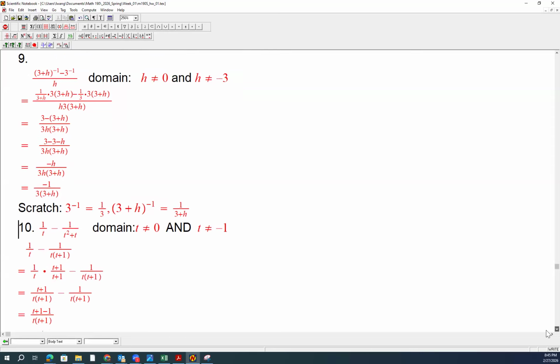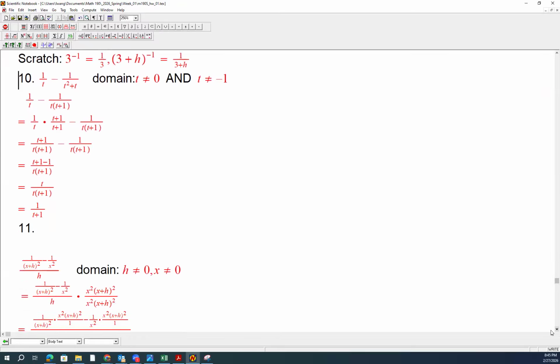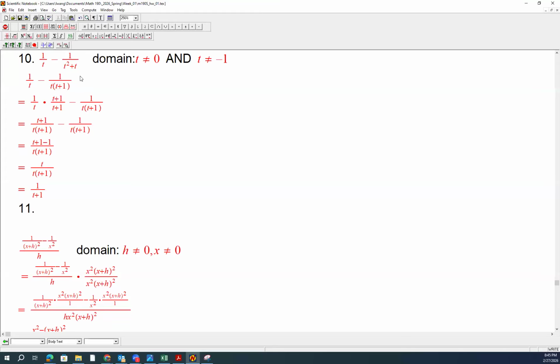Number 10. The domain for this one is, to find the domain, we would like to factor t squared plus t. So we got t times t plus 1. So t should not be equal to 0 and t should not equal -1. Make sure that we don't get a 0 denominator. And from there, we want to find the common denominator. The common denominator is just t times t plus 1.